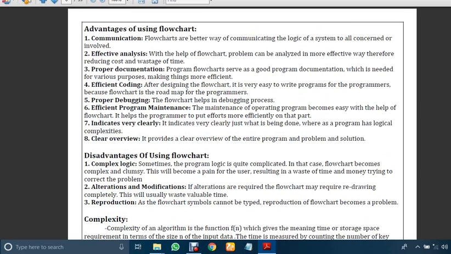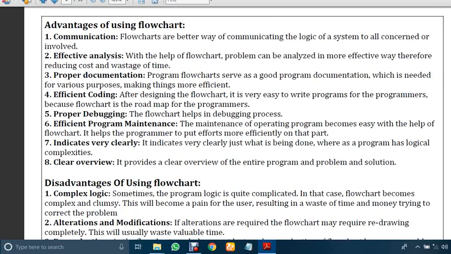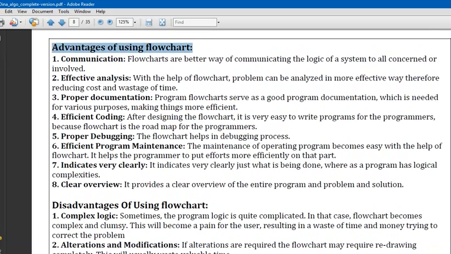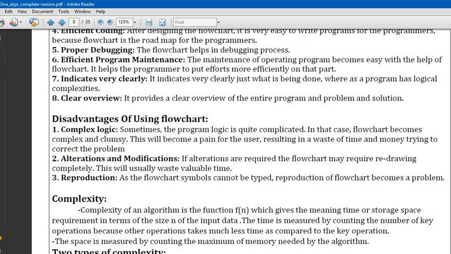Here are some advantages and disadvantages of flowcharts. You can have a snapshot of them. Advantages of flowchart, and then disadvantages of using flowchart.